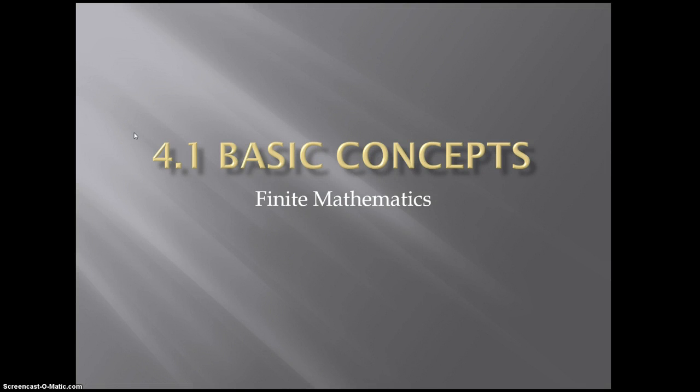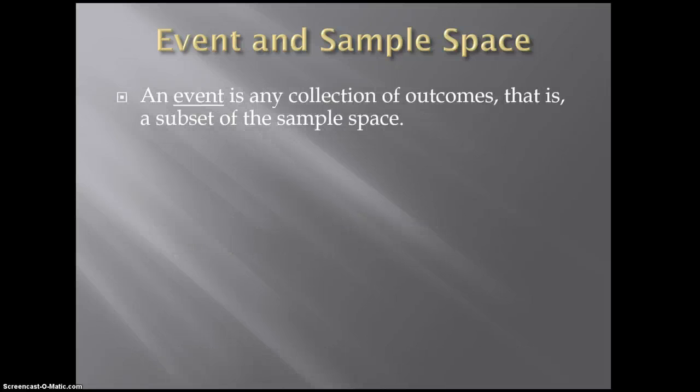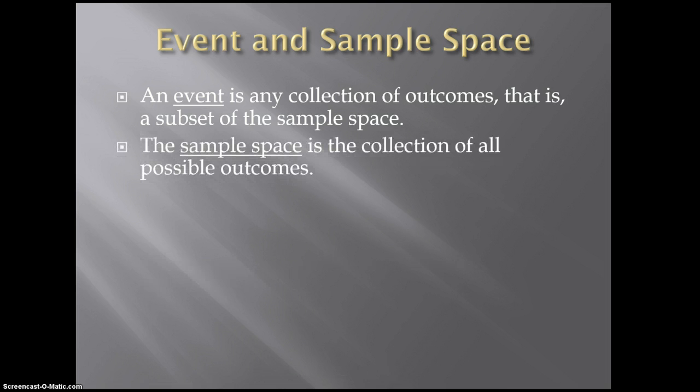All right, today we have our intro to Chapter 4, which is on probability. Section 4.1 will focus on just the basic concepts for probability. Event and sample space. An event is any collection of outcomes that is a subset of a sample space. We've already mentioned the sample space back in Chapter 3. Sample space is a collection of all possible outcomes.